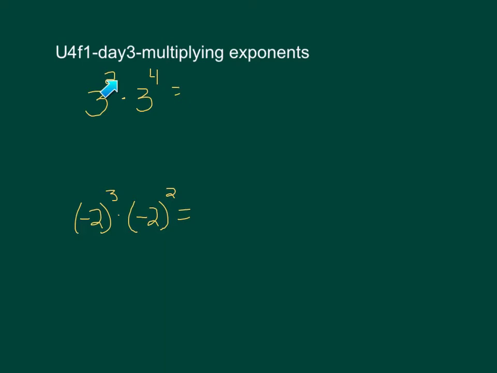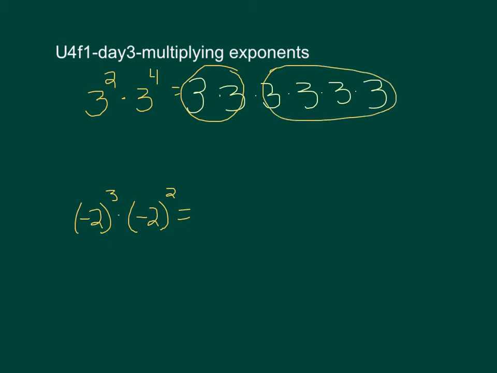If I have 3 to the second, that just means 3 times 3. And then if I have 3 to the fourth, that means I have 4 more 3s. So I have 3 to the second, which is right here, times 3 to the fourth, which is right here. Now, how many 3's do I have all together? I have 6. So let's think, is there a shortcut I can get without writing out all the 3's? Okay, so you should see a shortcut.